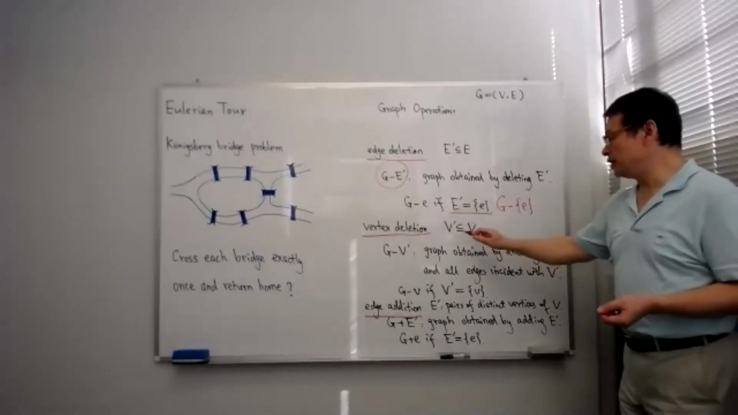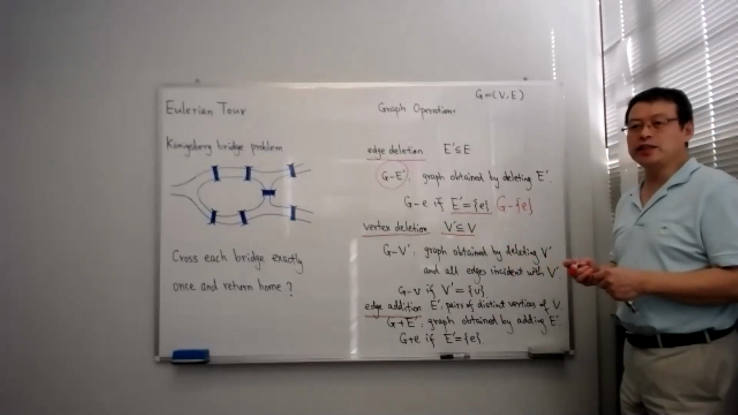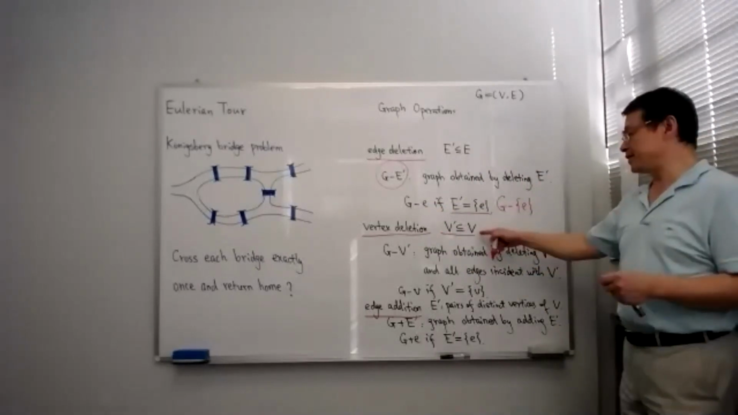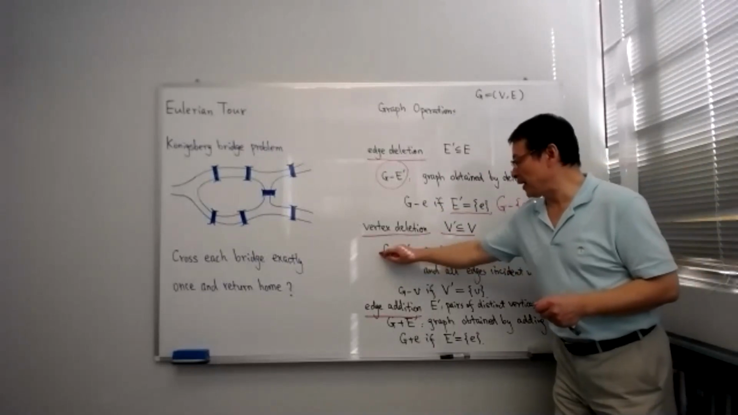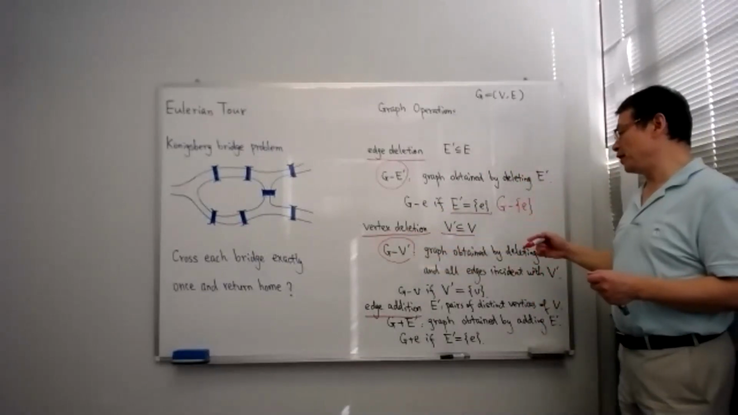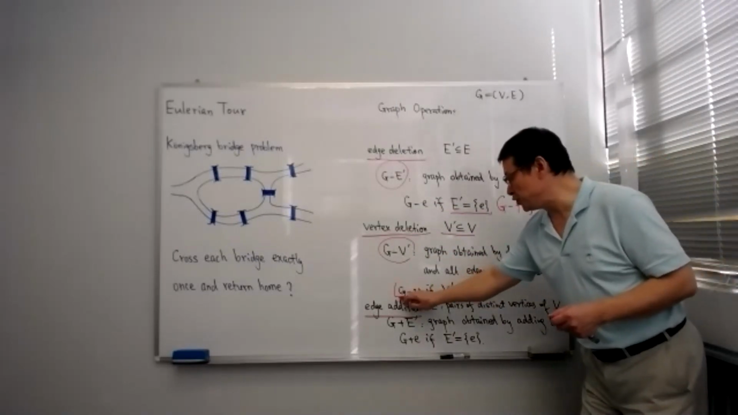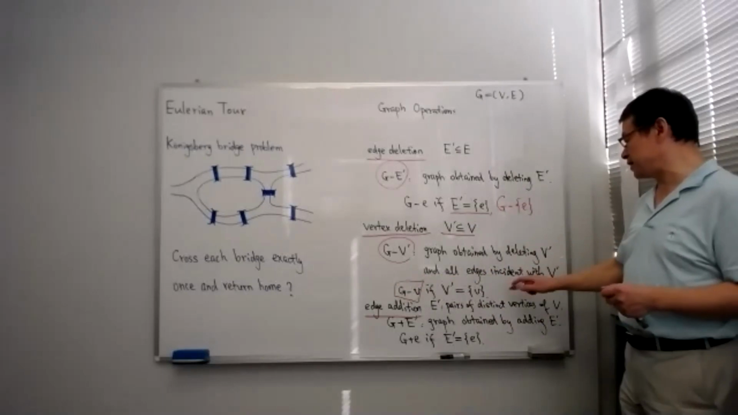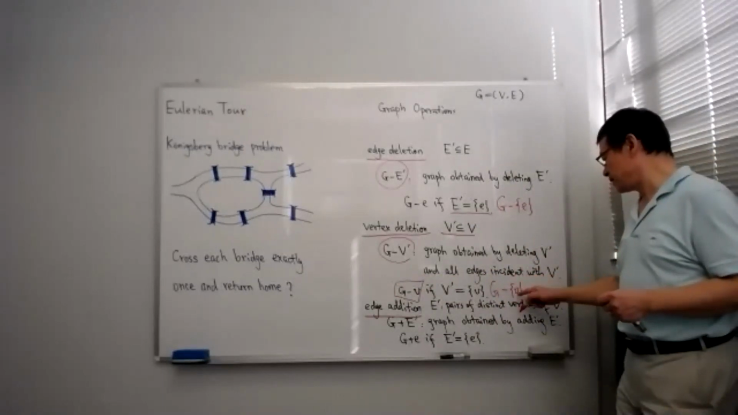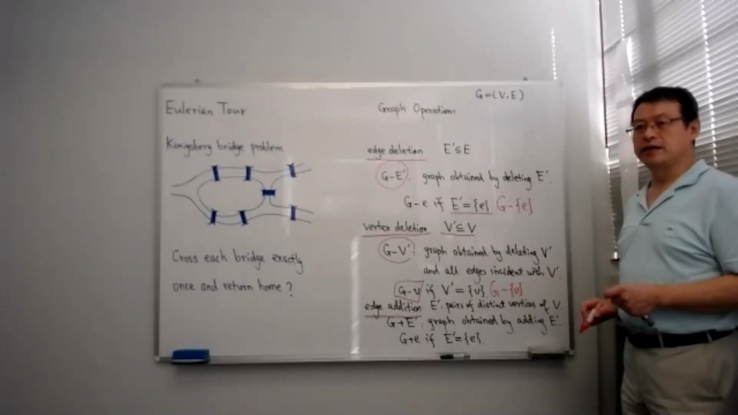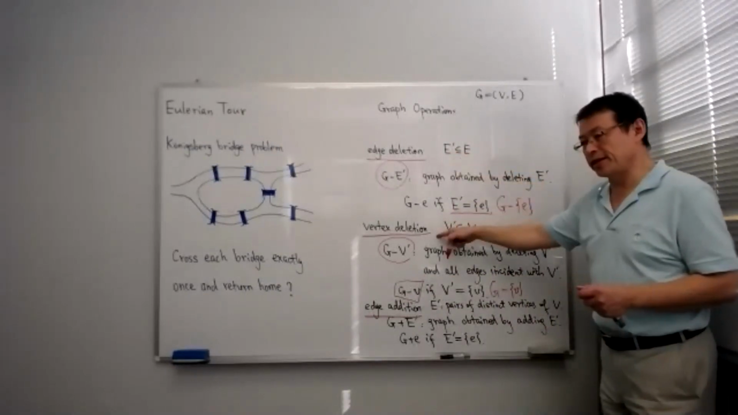Similarly, for vertex deletion, given a subset of vertices, we delete these vertices together with the edges incident with these vertices. So we use this notation, G minus V prime. And when V prime contains a single vertex, we just use G minus V instead of G minus the set consisting of V only. So there are two basic operations, edge deletion and vertex deletion.